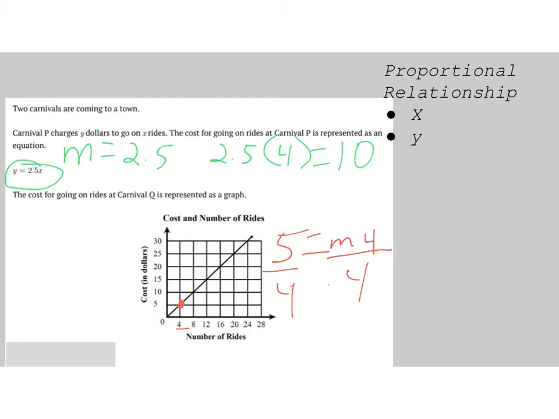5 divided by 4 is 1.25. It's $1.25 per ride, whereas this one up here, it's 2.5. So this is half the cost. All right, see how it kind of comes in handy? We can spend $10 and go on 8 rides here. Well, that's pretty clear right here. So this is half the cost. The slope is double. So we can do twice as much with the same amount of money, okay?